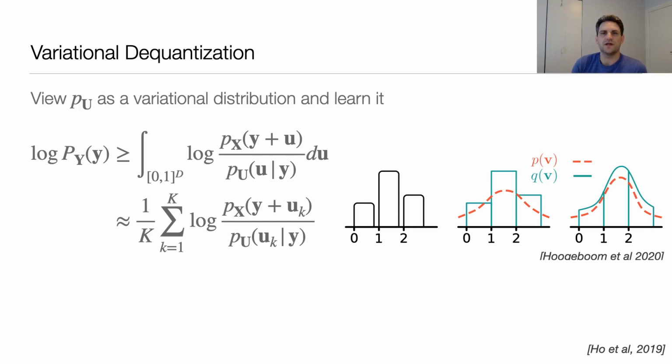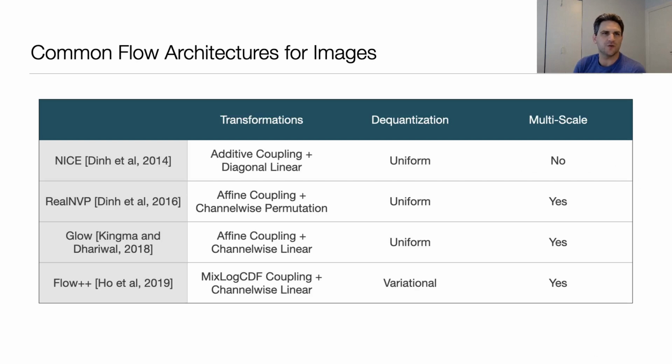So to conclude, we can use all these ideas to describe and characterize many commonly used normalizing flow architectures. I've written here four of the either historical or commonly used standard architectures that exist. With NICE, you have additive coupling layers and a diagonal transformation, which was some of the very early work. Real NVP introduced affine coupling as well as the channel-wise permutations. GLOW and Real NVP also introduced the multi-scale transformations. GLOW introduced this channel-wise linear transformation. And then Flow++, as I mentioned, introduced the variational dequantization, as well as the mixture of log CDF coupling transformation that I alluded to earlier.